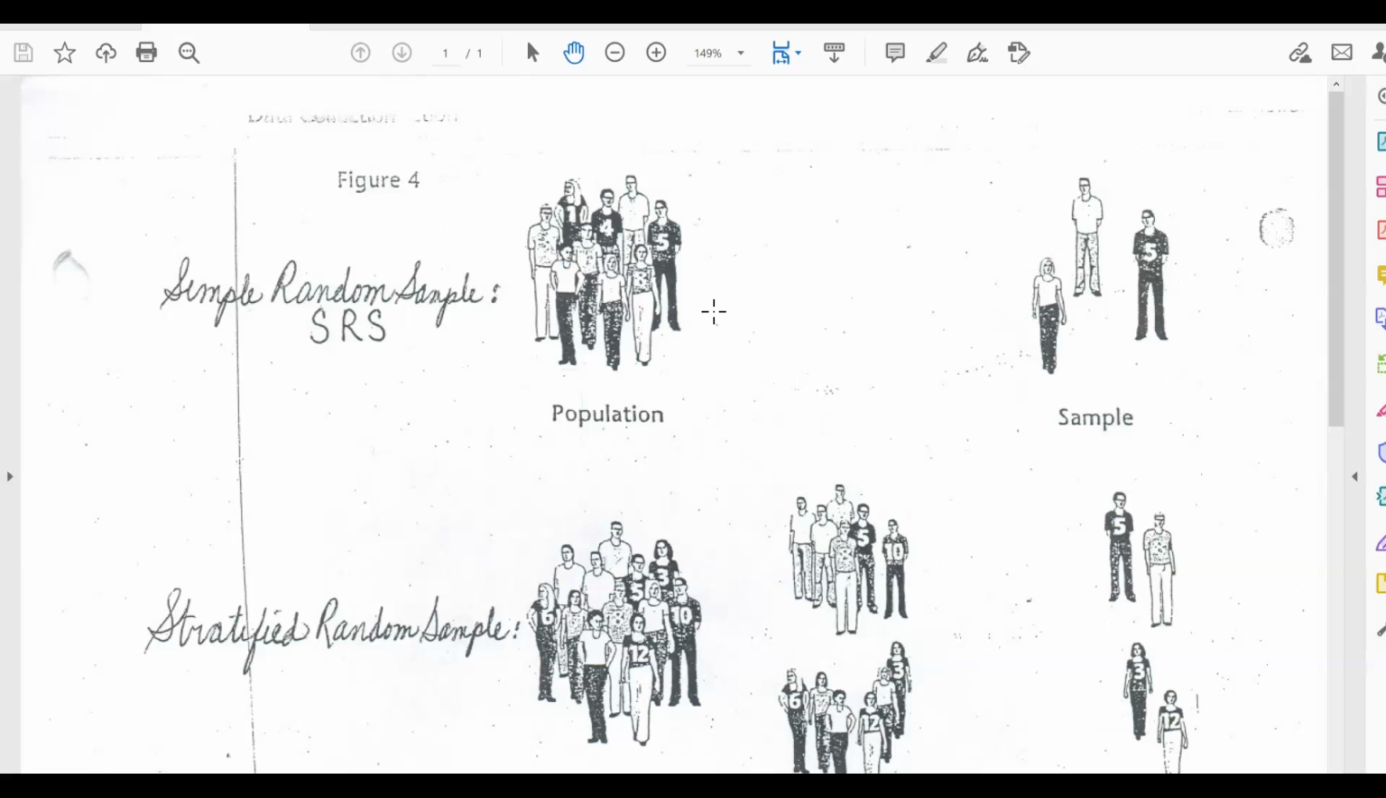Then I'm going to have some kind of random element. It might be a random digits table, which I'll show you that your textbook has. You can look up a random digits table on the internet.